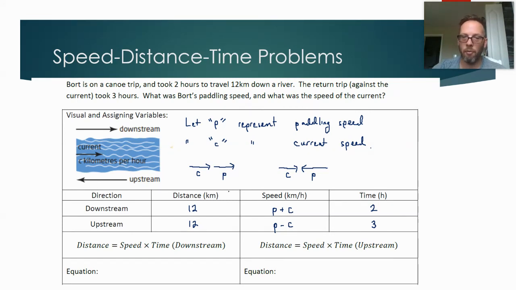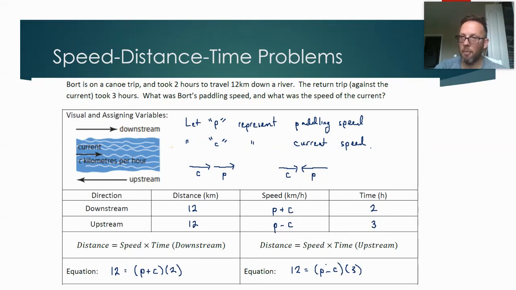So if we plug those in for the downstream situation, the distance 12 equals the speed, which we said was P plus C, times 2. And I'll leave it like that for a second. Going upstream, our equation is distance equals speed, P minus C, times time, which is 3.